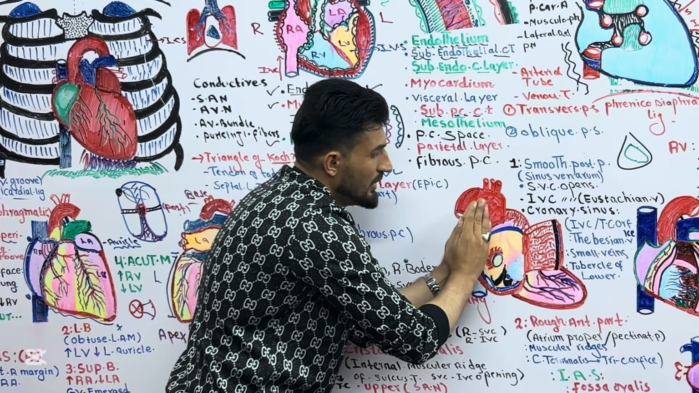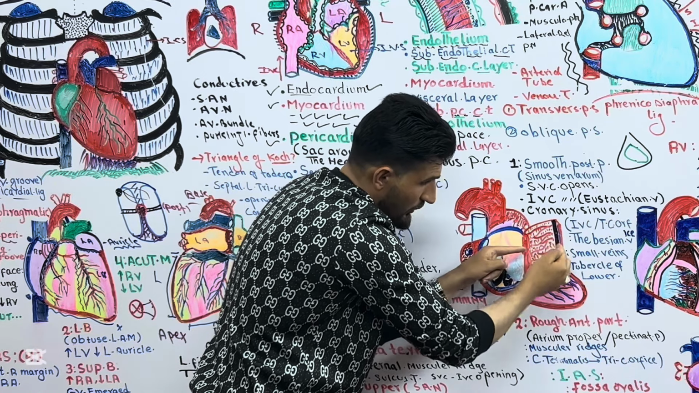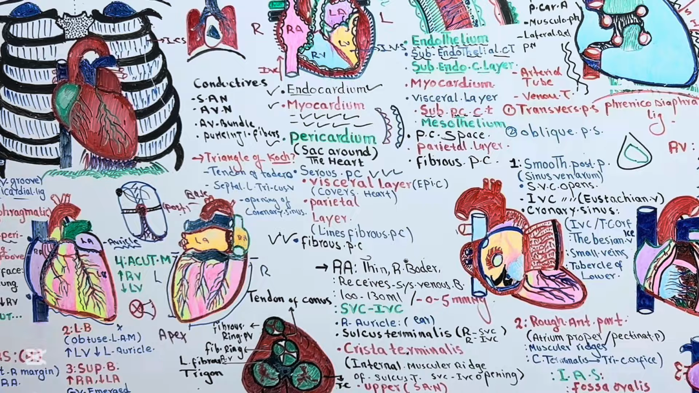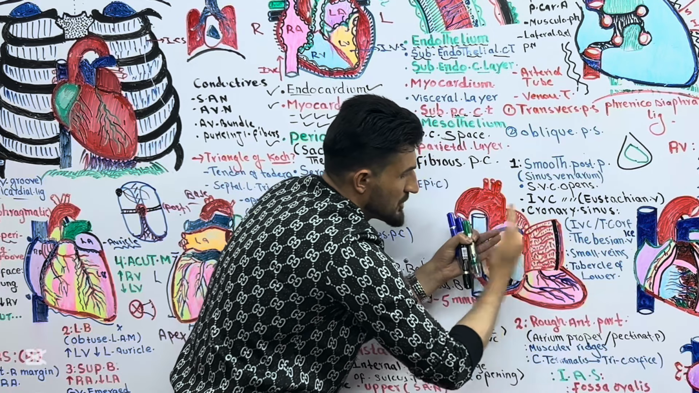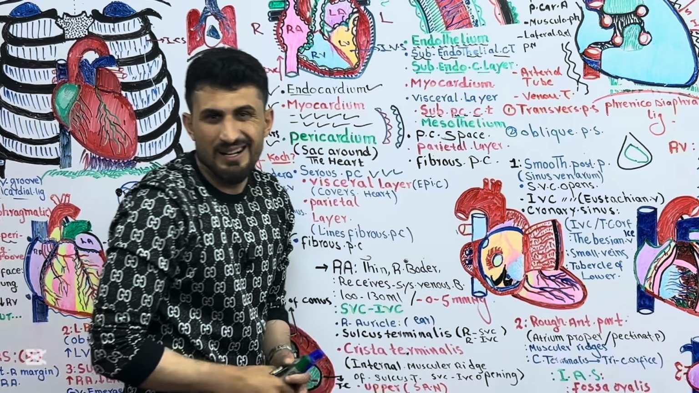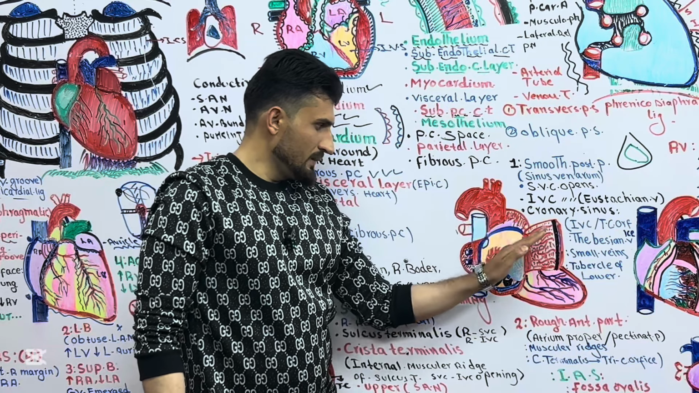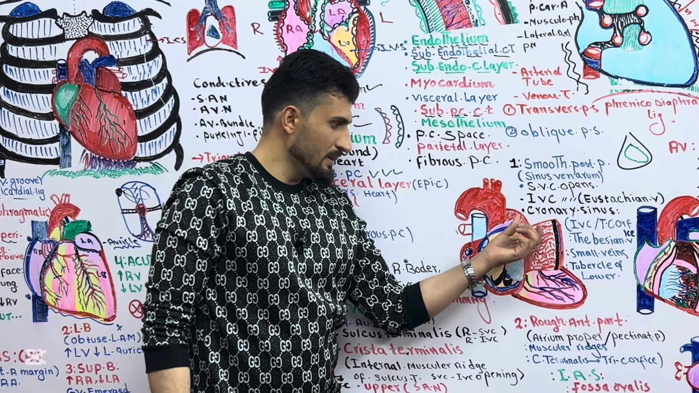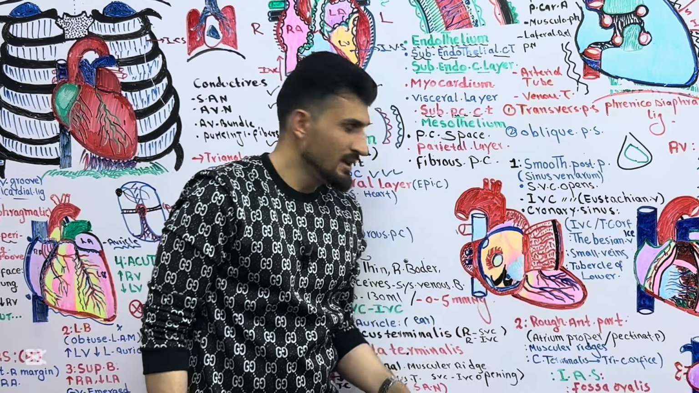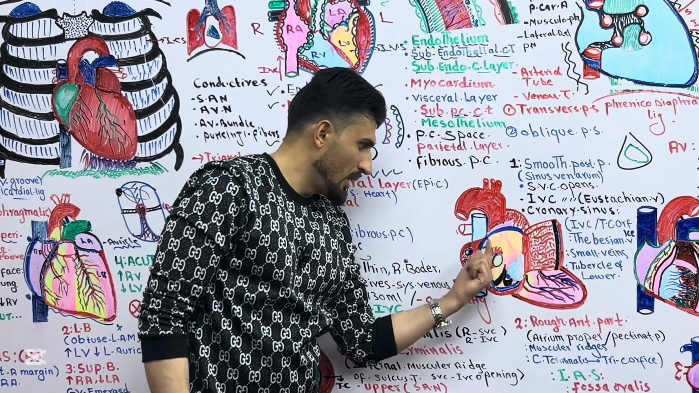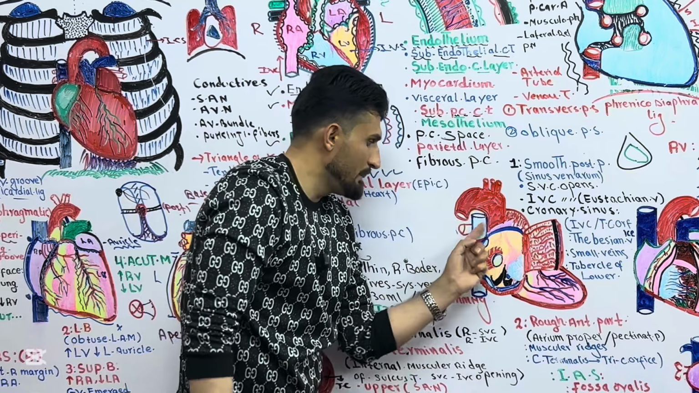When I cut it here and I open it like this, this will be the crista terminalis, this will be the anterior part, and this will be the posterior part of the right atrium. Now, this anterior part of the right atrium is made of irregular muscles, which are called pectinate muscles. The posterior part is a bit smooth.